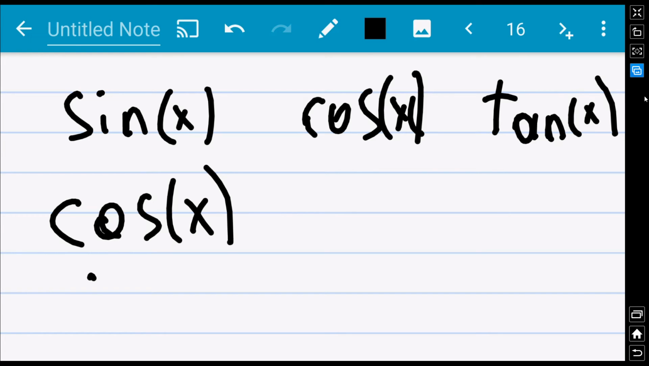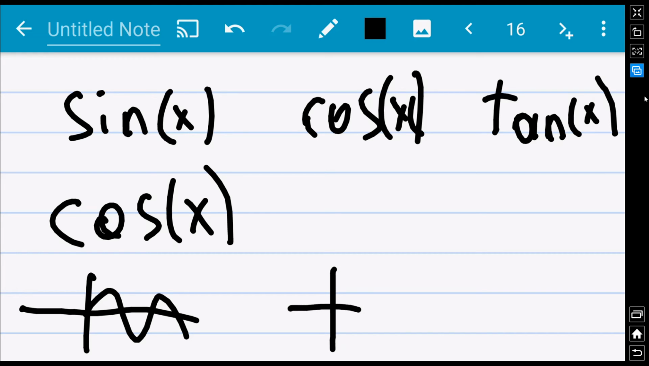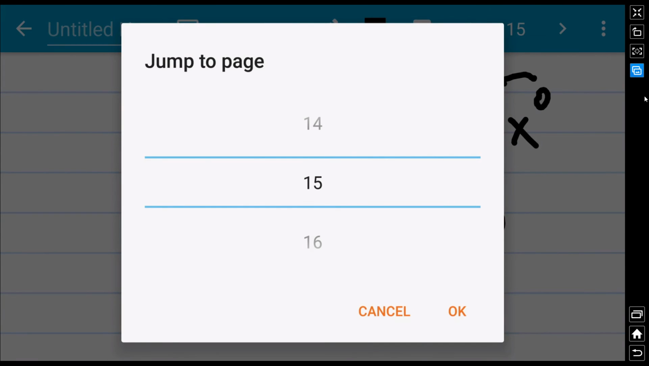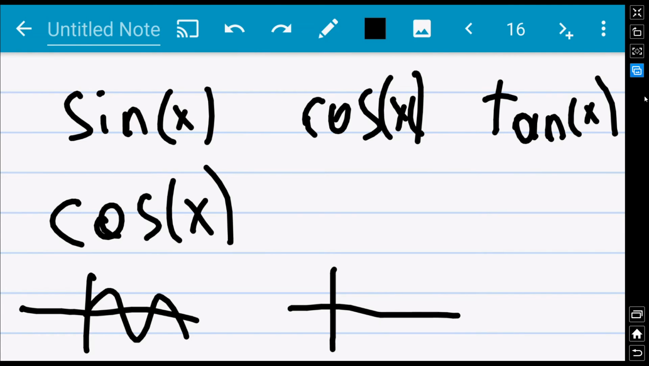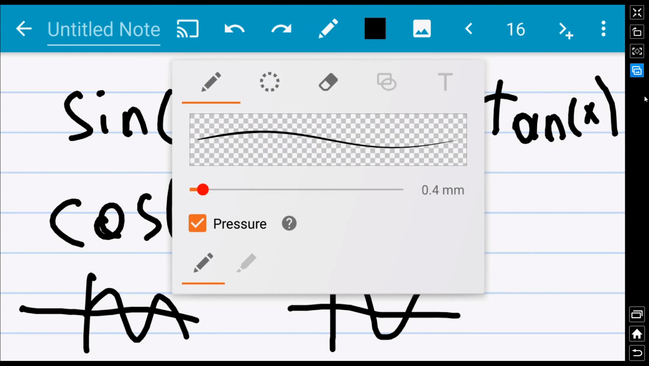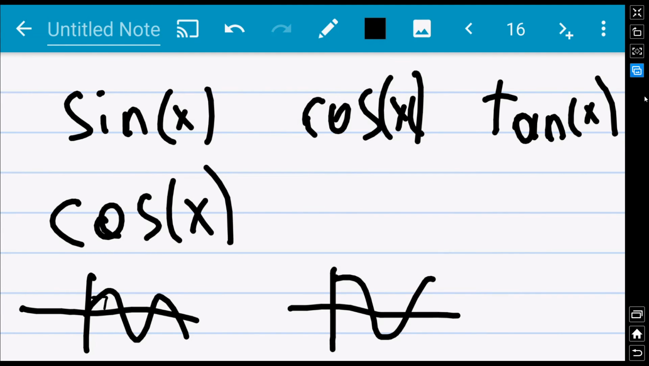Now, why is that if we think about it? If we go like this, right, and our sine x and our cos x is like this. Then you can see that at the beginning it's going up. It's going up.